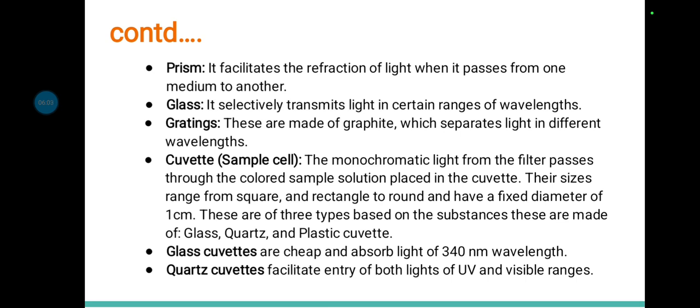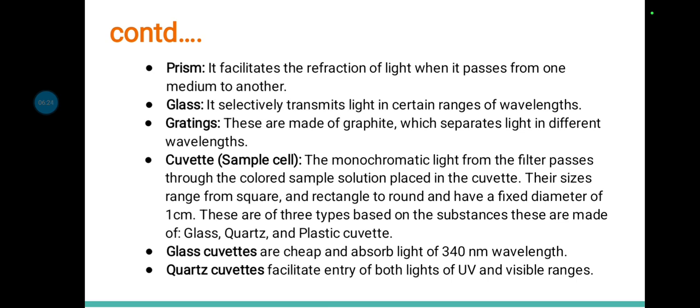So the light from the filter is passing through the cuvette. Cuvette has a sample solution. Their shapes range from square and rectangle to round, and they have a fixed diameter of 1 centimeter. So the cuvette can have a shape of square or rectangle and has a fixed diameter of 1 centimeter.